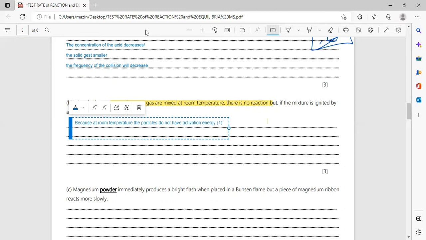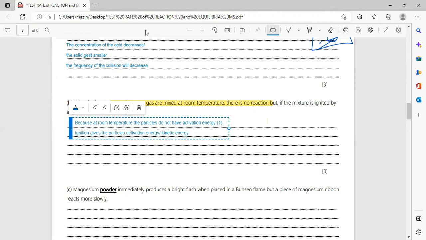Okay, if the mixture is ignited, so ignition here gives the particles activation energy, right? Here you may not write activation energy. Instead of that, you just write energy or kinetic energy, because activation energy is already written. Kinetic energy or enough energy. Okay.